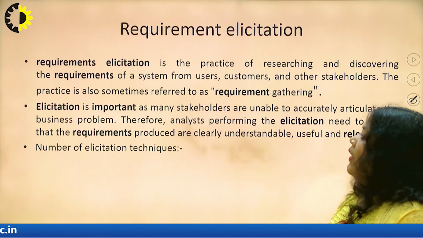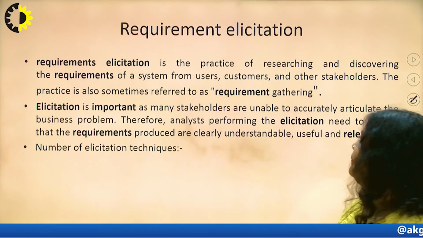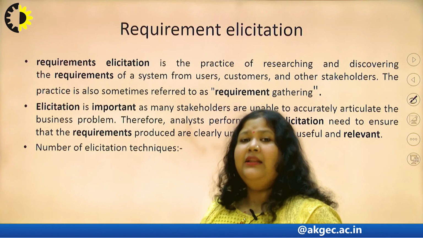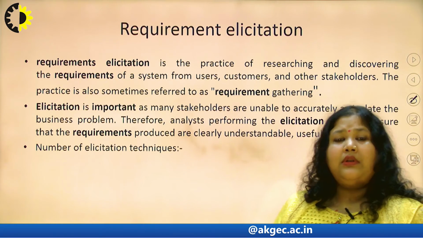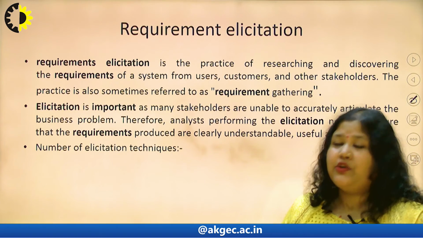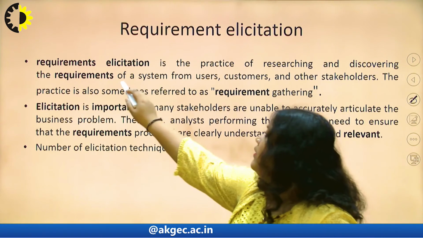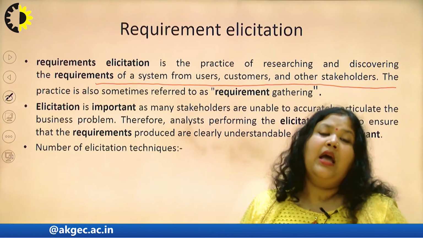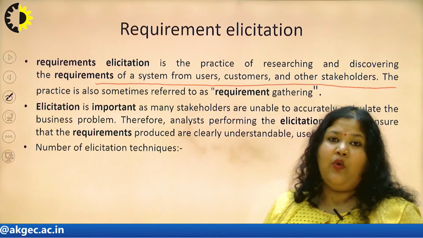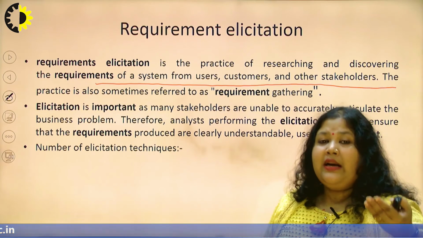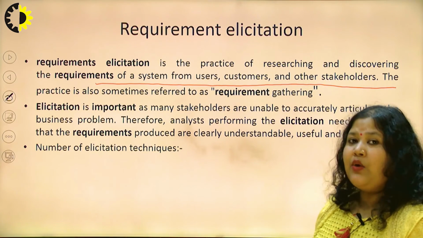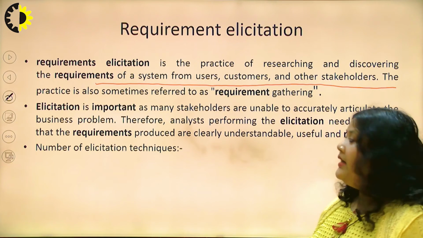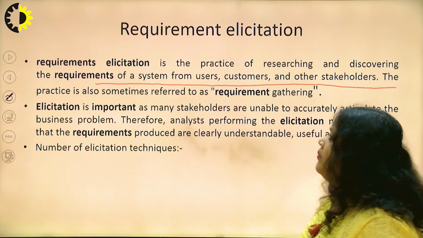Now the requirement elicitation. So we know that requirement elicitation means we have to gather the requirements. We have to gather the requirements, but from which? So we take the requirements from the users, customer, and the other stakeholders. I already explained about the stakeholders, that is, those directly or indirectly related to the project. So that is either user, customer, or any person that directly interacts with the system. So these are the stakeholders.